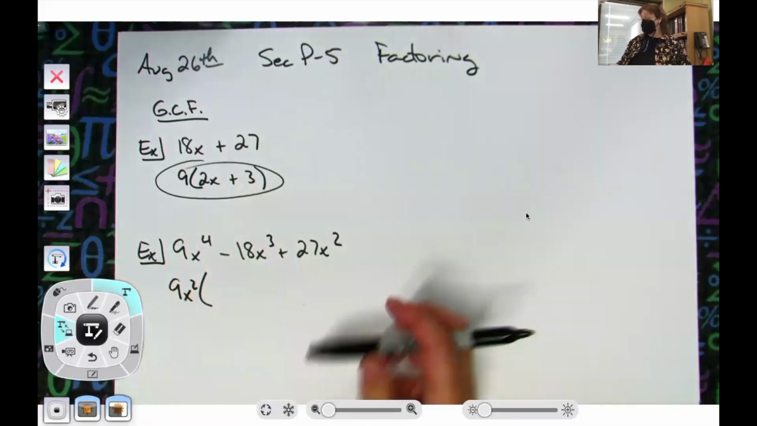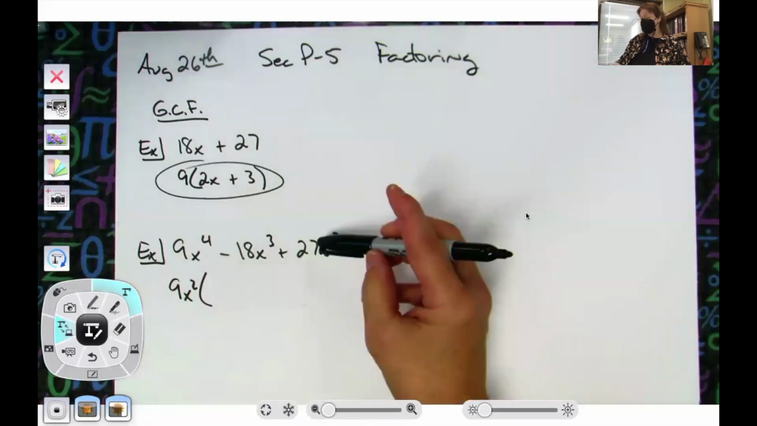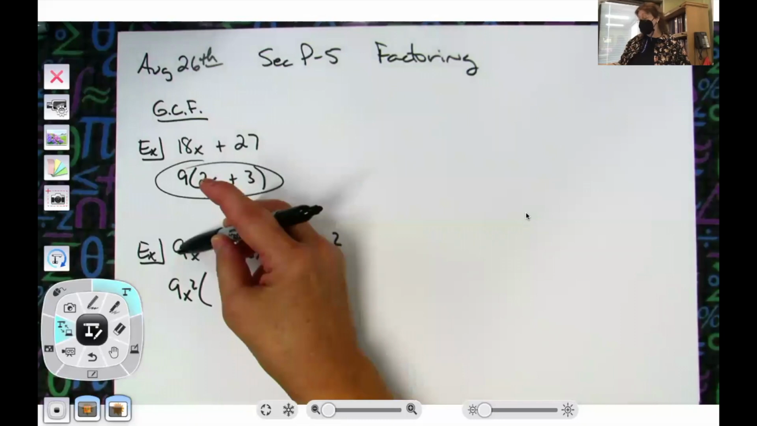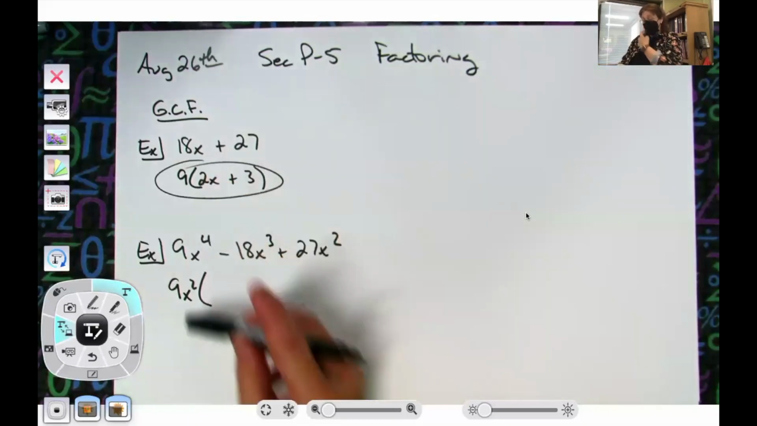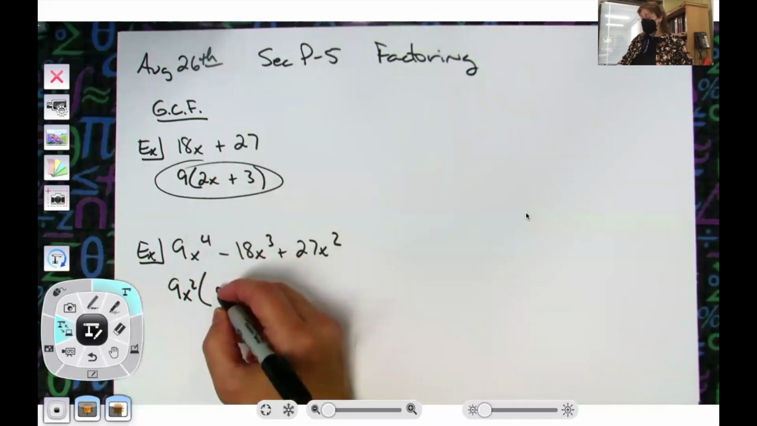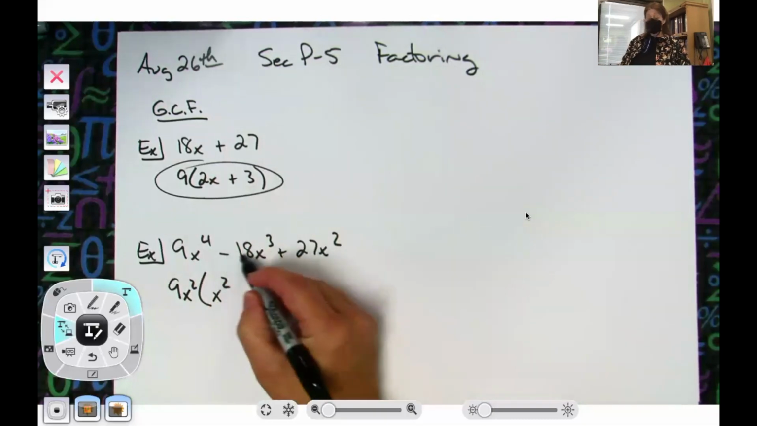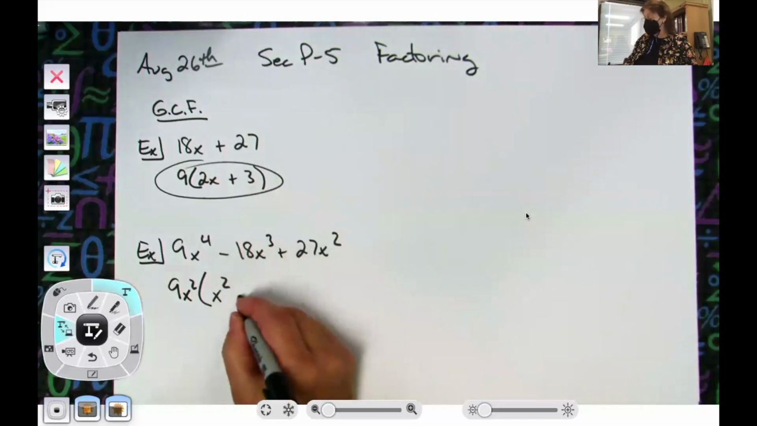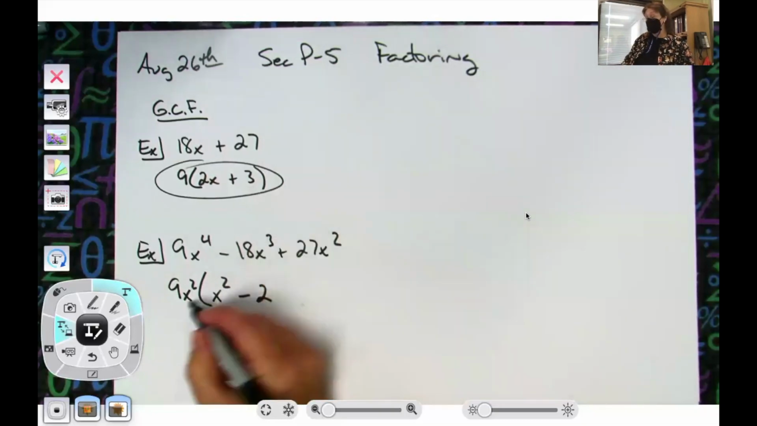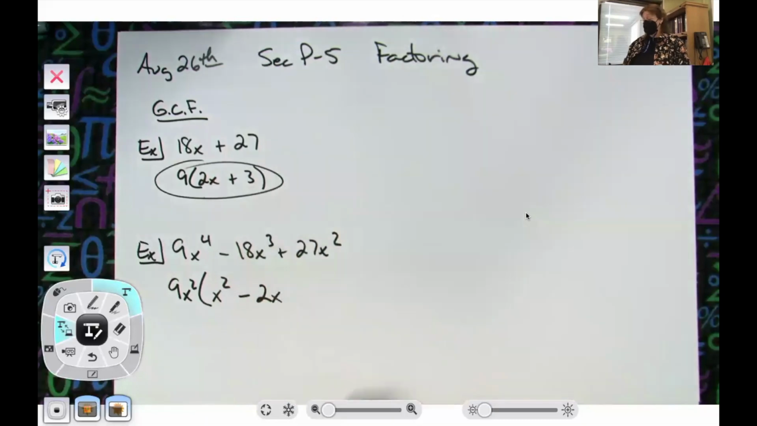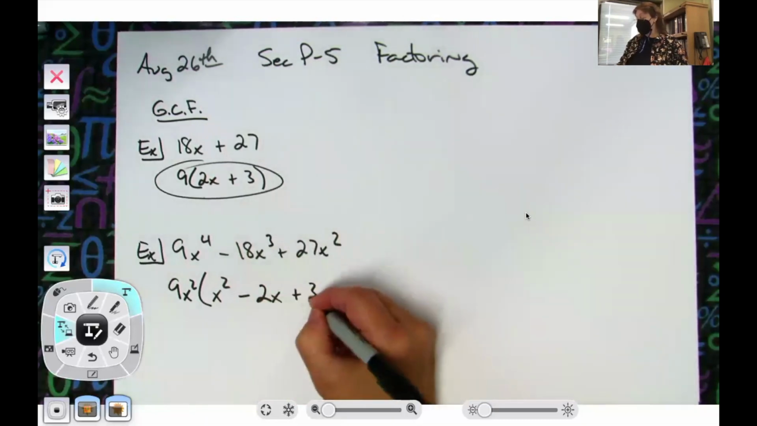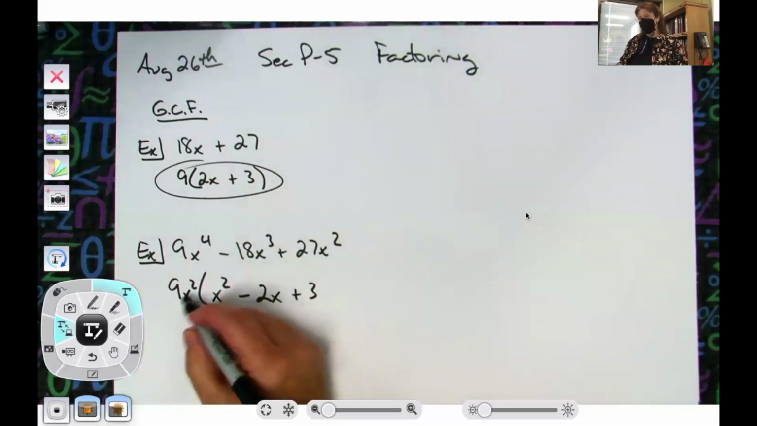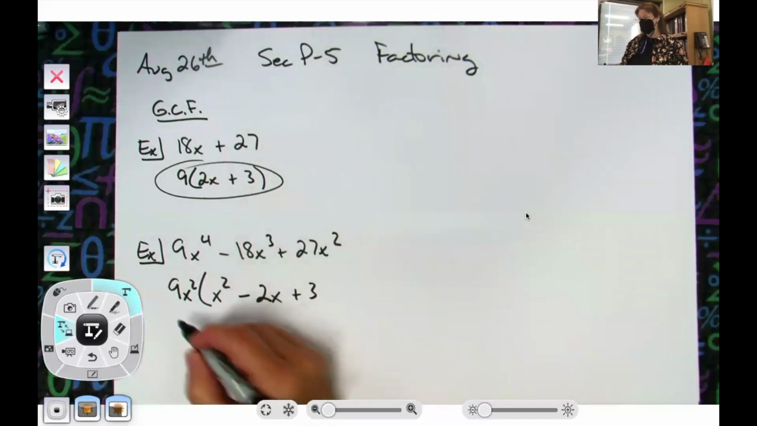If I take out a greatest common factor and my original problem had 3 terms, I need to make sure that I have 3 terms on the inside. 9 divided by 9 is 1, which leaves me with an x squared. The negative 18, take out the 9, gives me a minus 2. I've got 3 x's, and I'm taking 2 of them out, so I am left with 1. 27, take out the 9, I'm going to have a 3. And the x squared, when I take out x squared, I don't have any variables left.